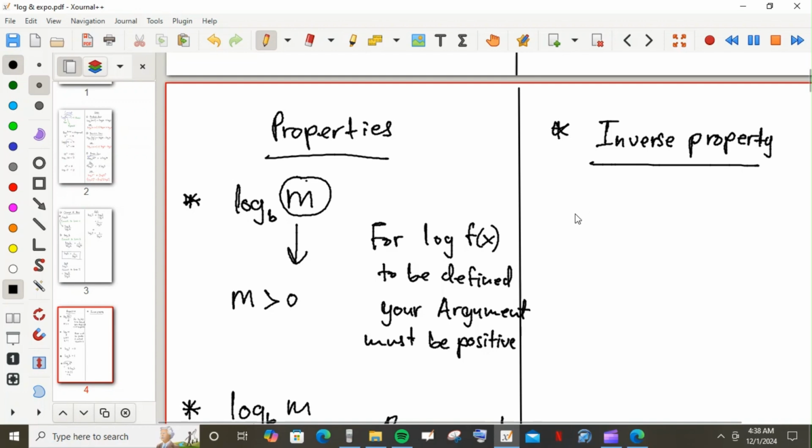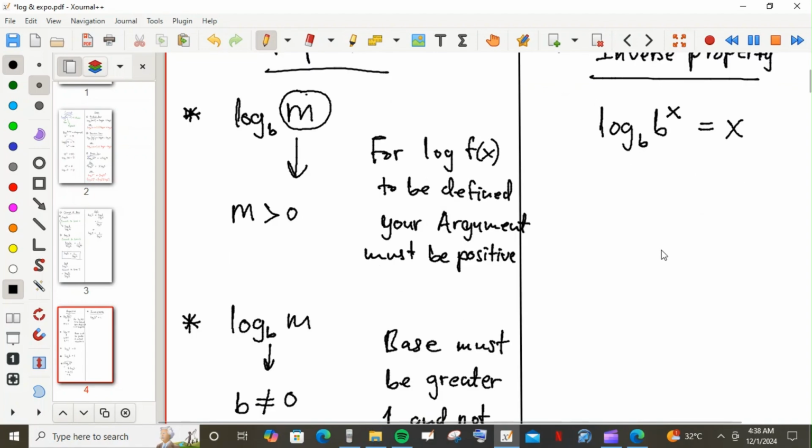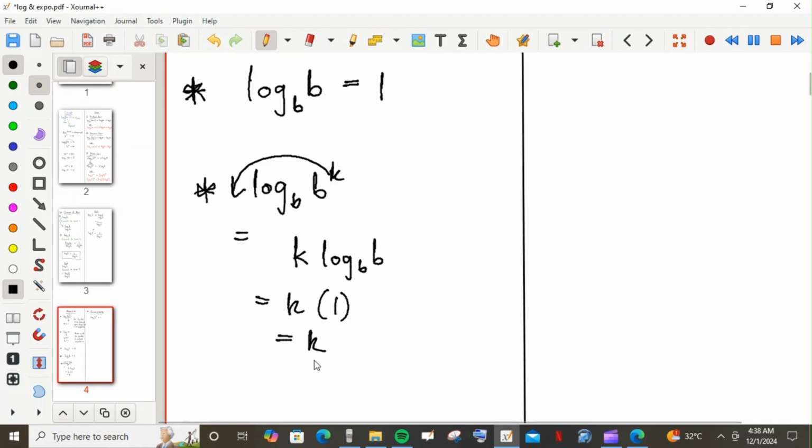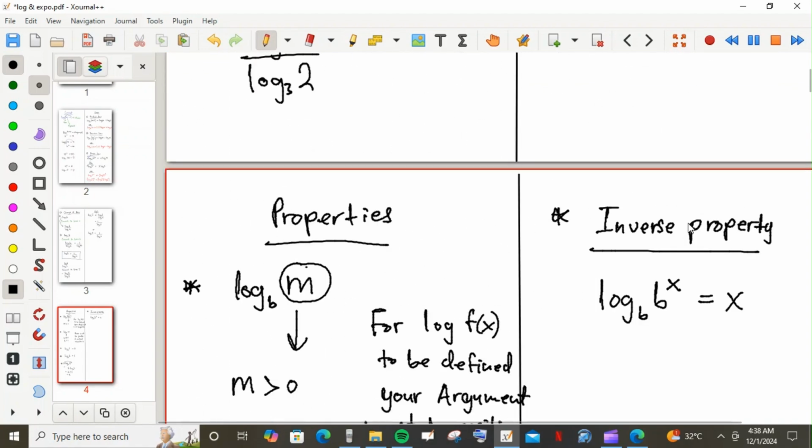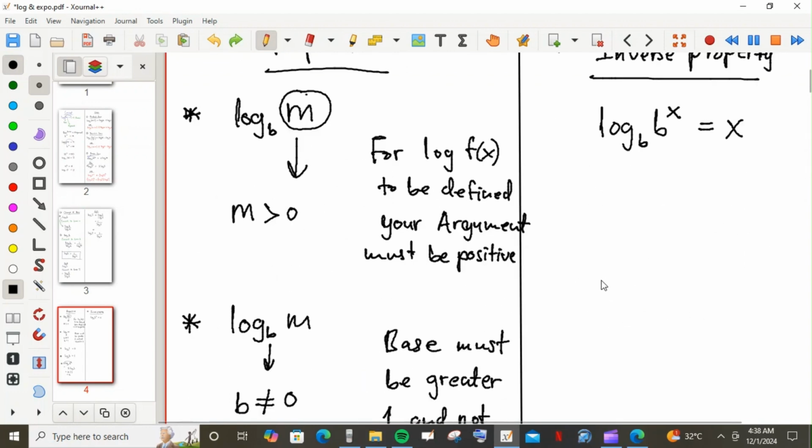Now it says that if I have, let's say, log b to the base b and the power is x, you know this is the same as x, right? That's why it is there. Similar one: you know the power will jump down, so this one is equal to x.